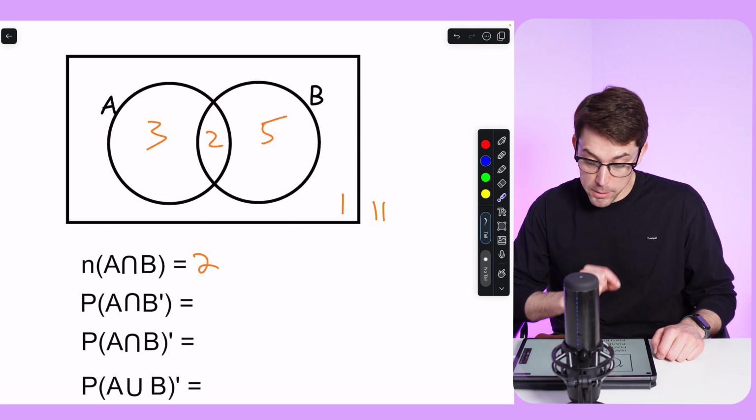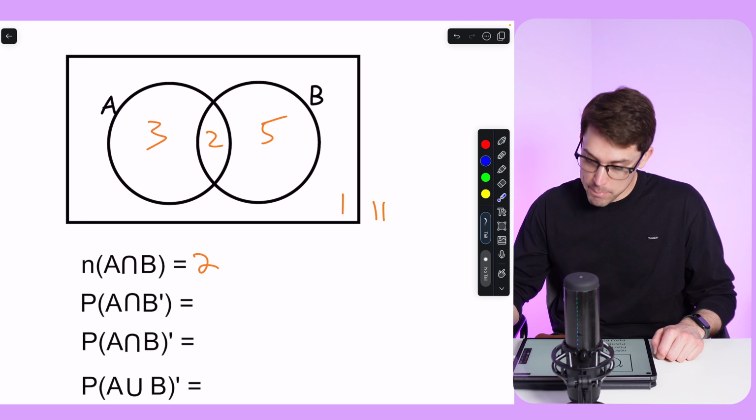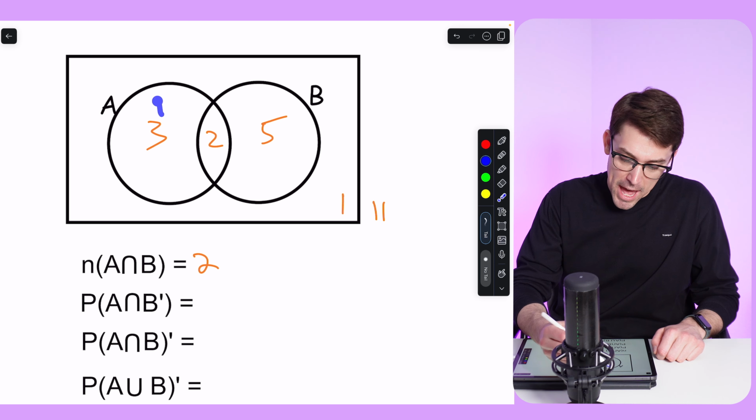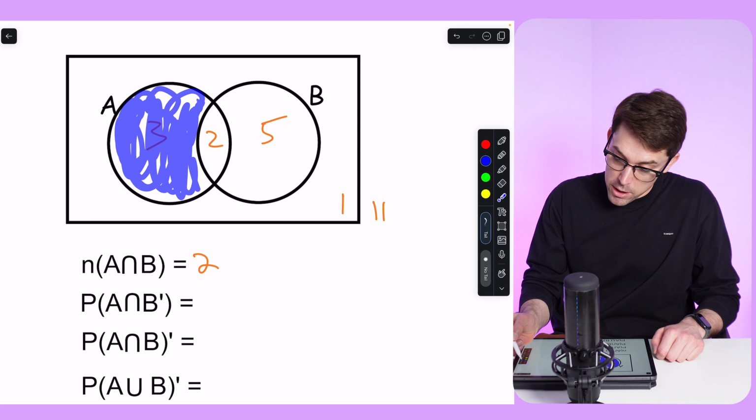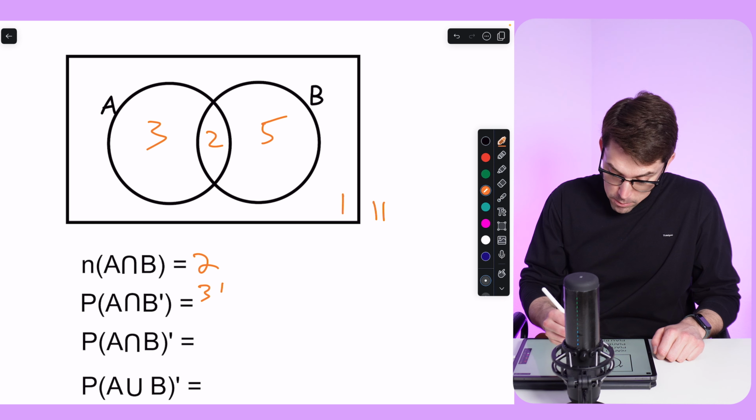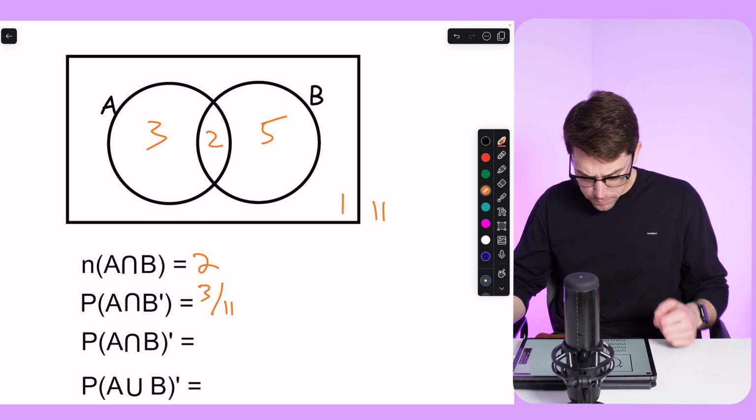So what that means is the probability of A and not B. That's kind of a weird way of saying A and only A, but it's just saying, hey, where does A intersect not B? And that is right here. So you're looking at 3 different people out of a total of 11.